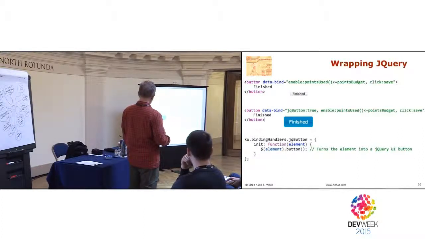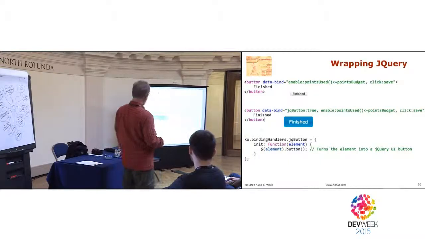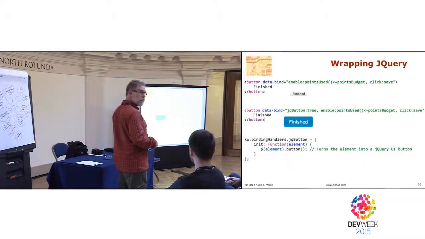And the difference is that I have added to the notion of the binding handlers this jQuery button custom binding. So in other words, this JQ button binding is not part of Knockout. That's something that I'm inventing down here by adding a binding handler. And what it's doing is running a little bit of jQuery as a side effect of the bind operation itself.